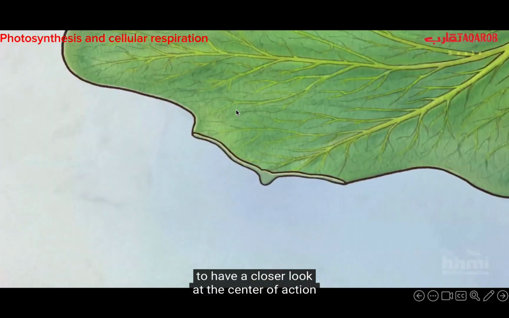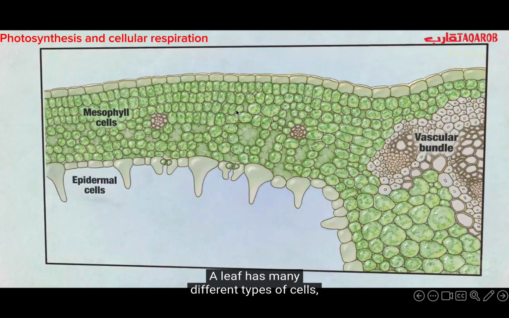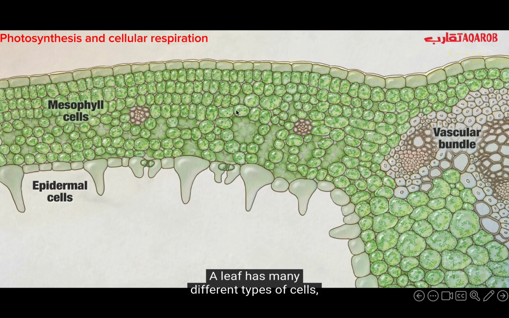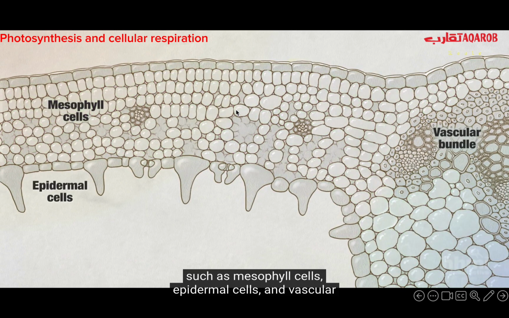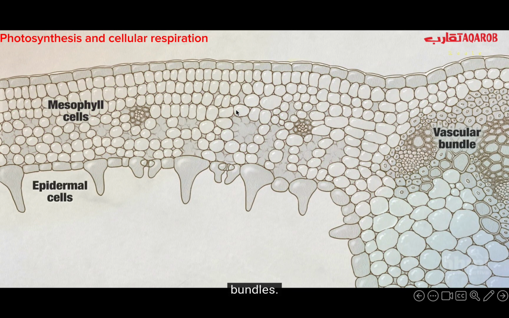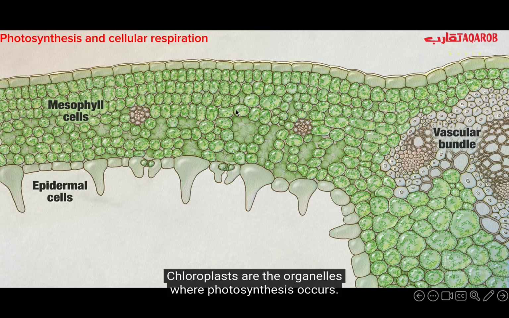A closer look at the center of action for photosynthesis. A leaf has many different types of cells, such as mesophyll cells, epidermal cells, and vascular bundles. Most cells in the middle of a leaf contain large numbers of chloroplasts. Pigments in chloroplasts make these cells green. Chloroplasts are the organelles where photosynthesis occurs.